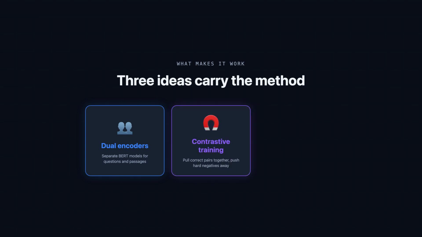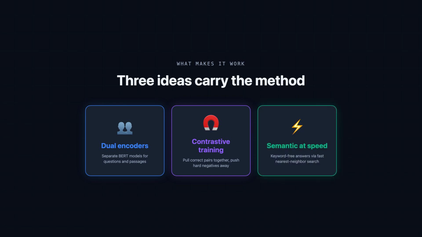Contrastive training. It pulls a question and its correct passage together in vector space while pushing the wrong ones away, and adding hard negatives, tricky near misses that look relevant but are not, sharpens that boundary dramatically.